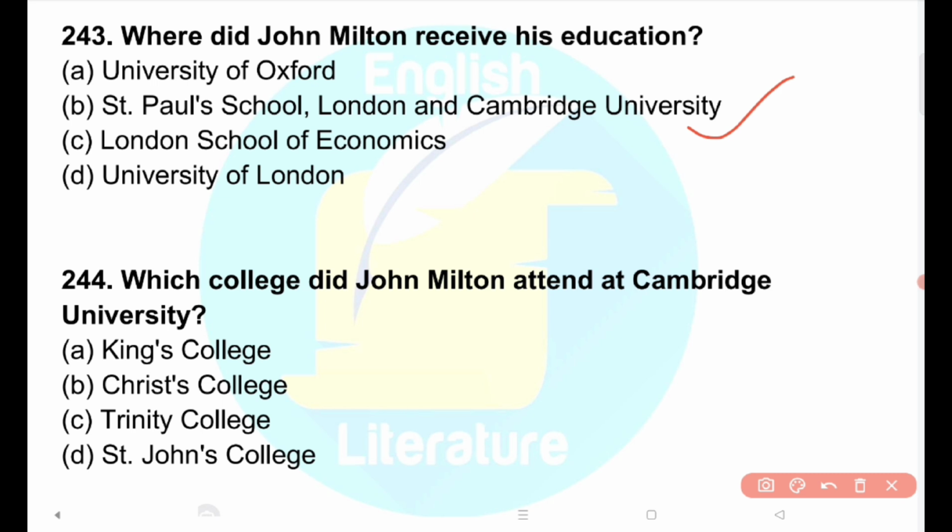Which college did John Milton attend at Cambridge University? Option B, Christ's College. Milton enrolled at Christ's College, Cambridge in 1625. He earned a BA in 1629 and an MA in 1632. He was called the Lady of Christ's due to his delicate appearance and refined manners.